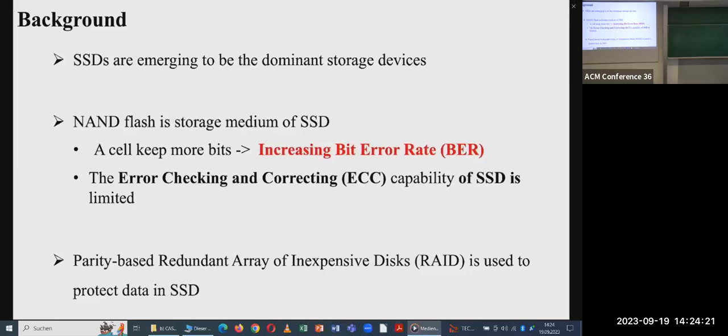Thanks to advances in high performance, increased capacity and lower power consumption, solid-state drives based on NAND flash are widely deployed in embedded devices, personal computers, and data centers. Specifically, the widespread adoption of triple-level cell and quad-level cell has decreased the per unit cost of SSDs, making SSDs the dominant storage device. However, high-density NAND flash cells have a higher bit error rate and the error checking and correction capacity of SSD is limited. Therefore, RAID is used to protect data in SSD.